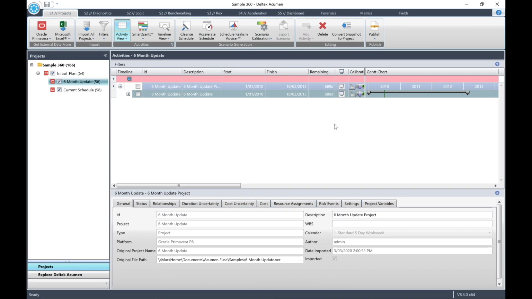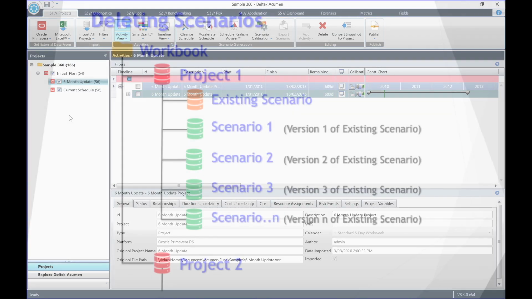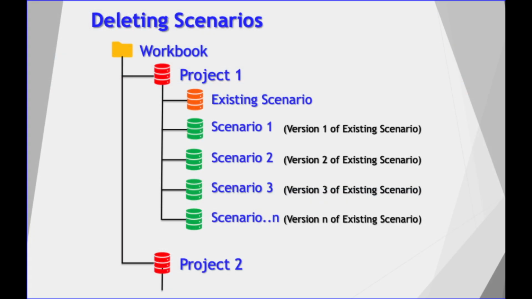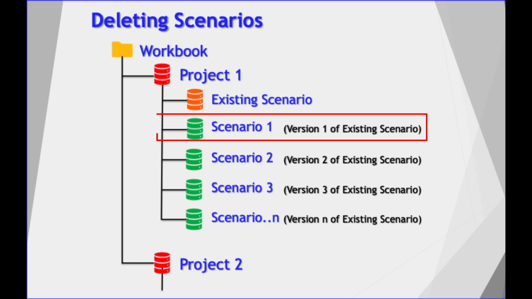If you have created any scenarios during this lesson, right-click on the first scenario and click Delete from the pull-down. Here is a tip on deleting scenarios. If you create a new scenario from an existing scenario, it will fall directly below the existing scenario with a suffix 1, 2, 3, and so on. If you want to delete all scenarios at once, select the scenario at the highest level and delete it.